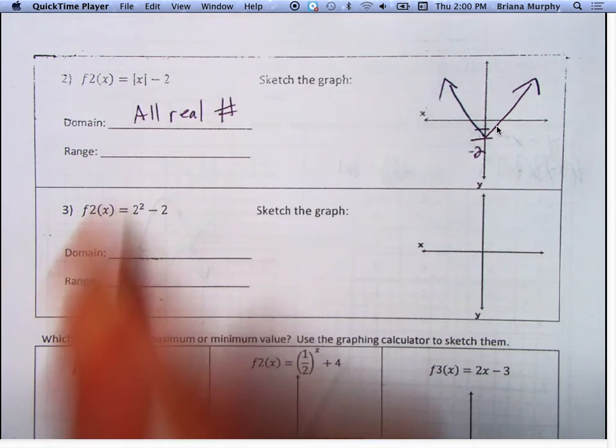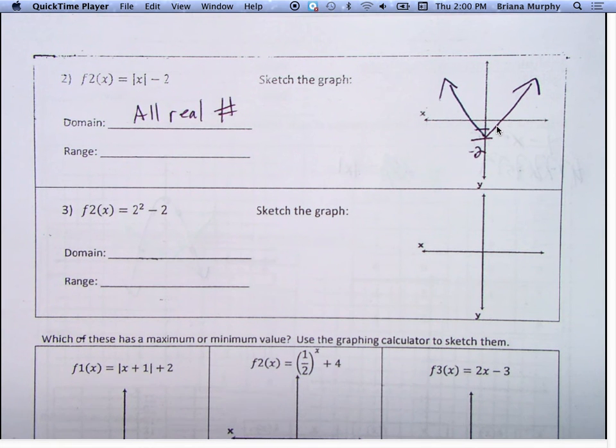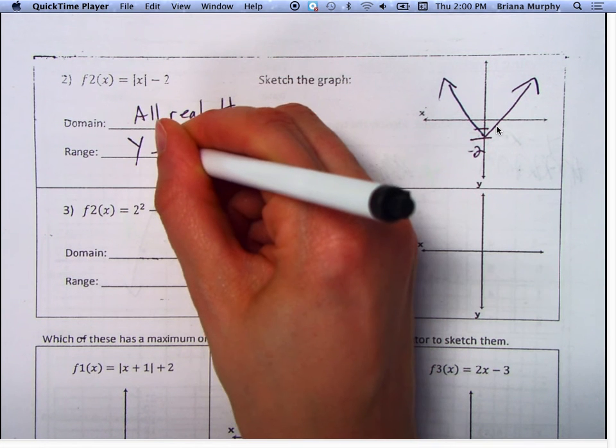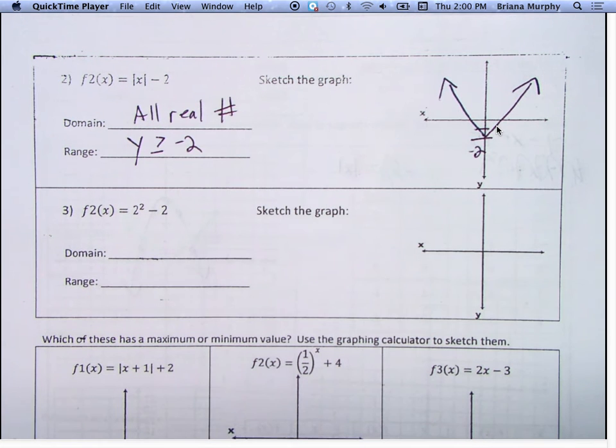This was the last section that Miss Rowe taught you, so I don't remember how to do absolute value. Y is greater than or equal to negative 2. That's my range.